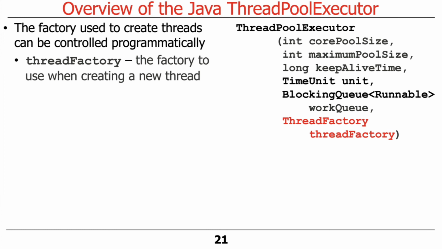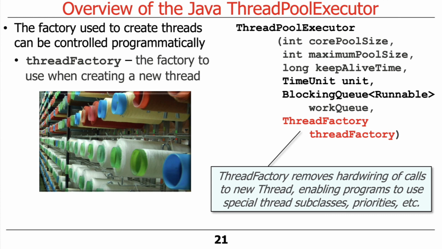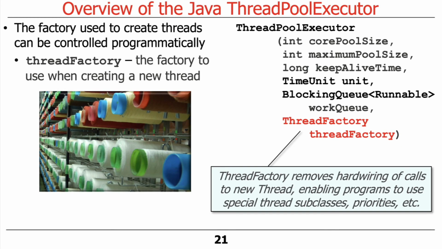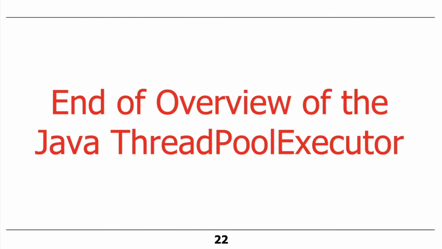The final parameter here is the thread factory. This is an object that has a factory method that's used to create threads, and you can dictate what kind of thread to make. So why is this useful? Using a thread factory means that we don't have to hardwire the calls of creating a new thread. Therefore, you can have special threads, special priorities, special names, all kinds of things can be handled by the thread factory. We'll show some examples of this. There's a default thread factory that is used, which just creates a thread without anything special. It's just the normal priority, the normal name, and so on. But if you want to take control of those things, you can make your own thread factory and pass it in. So that's the end of the overview of the Java ThreadPoolExecutor.